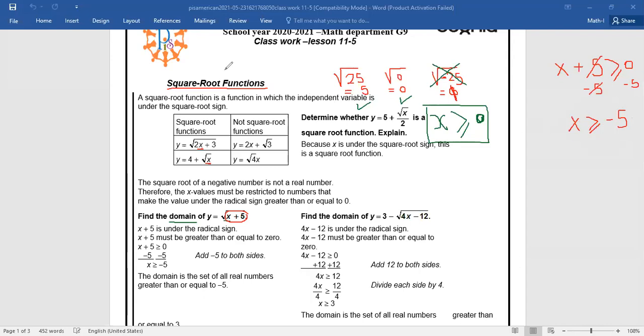So the answer for the domain will be all real numbers x such that x is more than or equal to negative 5.